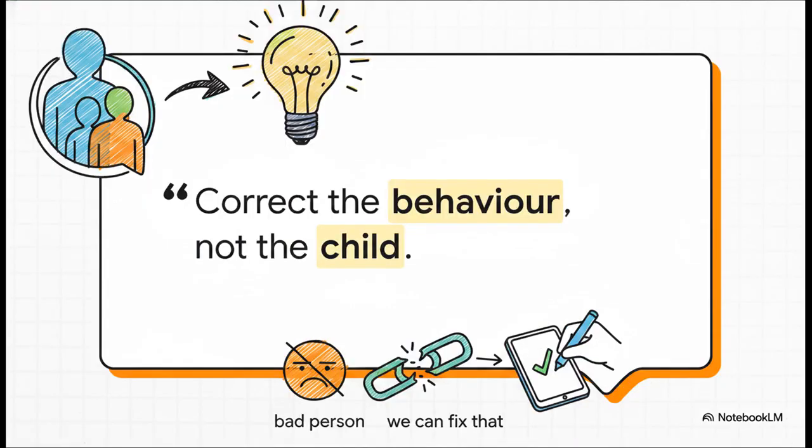In every single interaction you have, your guiding principle for de-escalation really needs to be this: correct the behavior, not the child. We have got to separate the student's core identity from their disruptive actions. They are not a bad person. They just made a bad choice, and hey, we can fix that together.